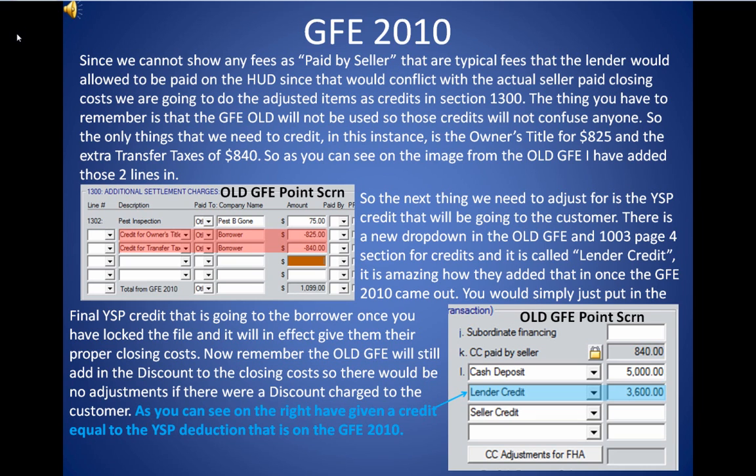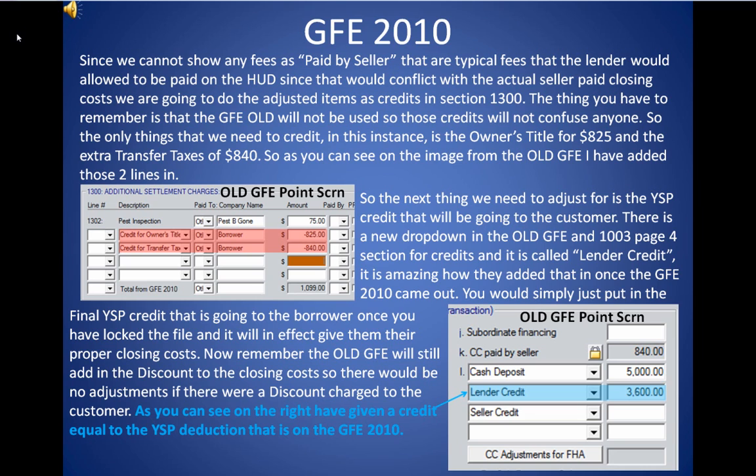Of the $1,099 that was transferred over from the GFE 2010, of that $825 is credit for the owner's title policy. So what we would do in the 1300 section is put that credit in there. The other thing that you will have to give credit for is for the transfer taxes that you put on the GFE, and those total amounts were $840 in this example. So I said credit for transfer taxes, $840.